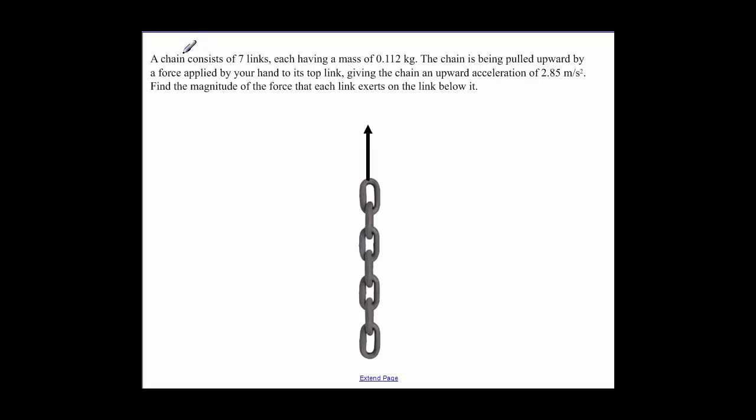Okay, in this problem here I have a chain that consists of 7 links, each having a mass of 0.112 kilograms. The chain is being pulled upward by a force applied by your hand to its top length, giving the chain an upward acceleration of 2.85 meters per second squared. Find the magnitude of the force that each link exerts on the link below it.